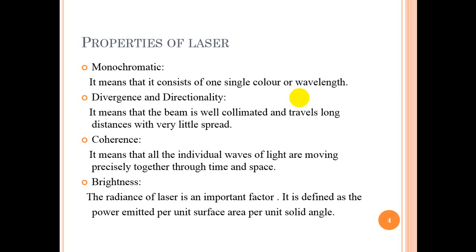The fourth property of laser is brightness. The brightness of a light source is defined as the power emitted per unit surface area per unit solid angle. The maximum brightness is reached when the laser beam is perfect spatial coherent.